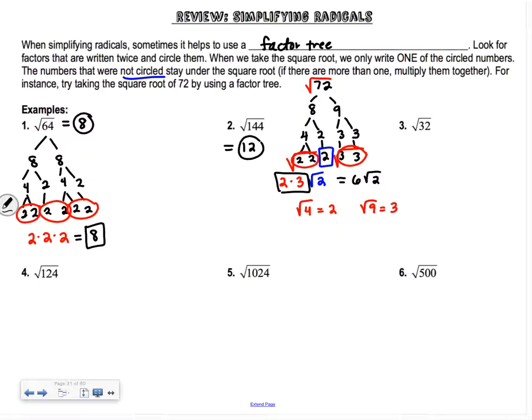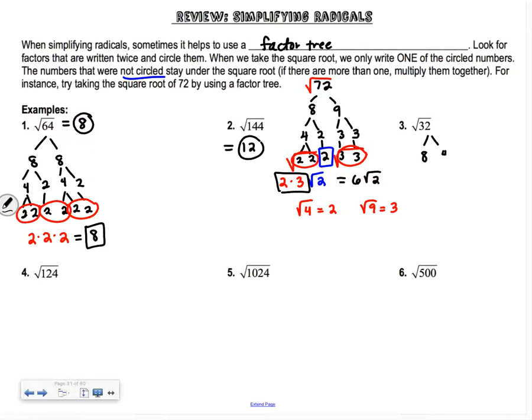But I want the exact answer. And an exact answer would involve a square root. So we don't like to round things if we don't have to. And we'll talk about that a lot throughout geometry. A lot of times I'm not going to allow you to round your answers. I want them as exact as possible. All right, so square root of 32.